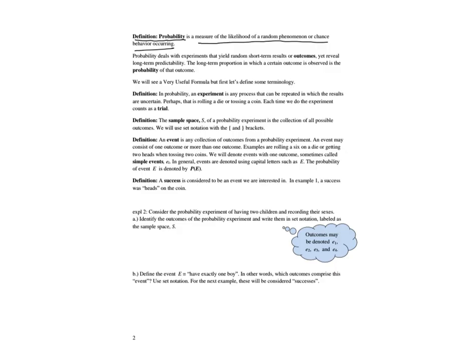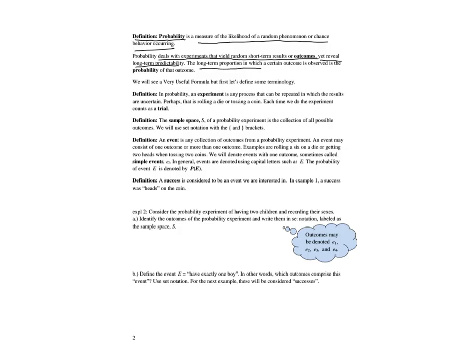So we really deal with experiments that yield random short-term results or outcomes, like flipping a coin once, twice, 3 times, right? But they reveal long-term predictability. Like you could say overall, the probability of getting a head on a coin is 1/2. They make that distinction in the book.